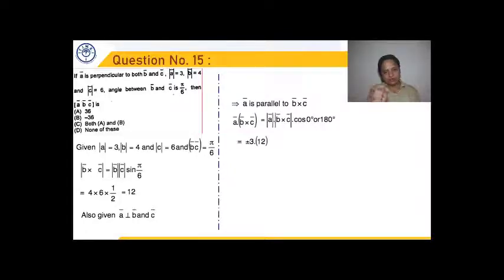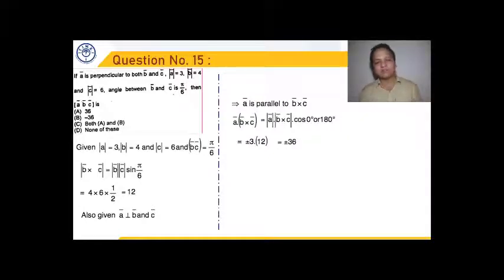Now we have to find this value A dot B cross C. Modulus of A is 3. Modulus of B cross C is 12. If it is cos 0, it will be plus 1. If it is cos 180, it will be minus 1. So we put plus minus both. Please note, this is important, plus minus both. Otherwise, we will mark the wrong answer. So plus minus 3 into 12 becomes plus minus 36.